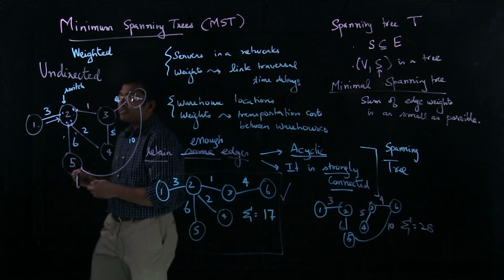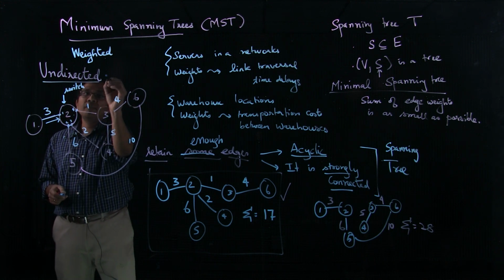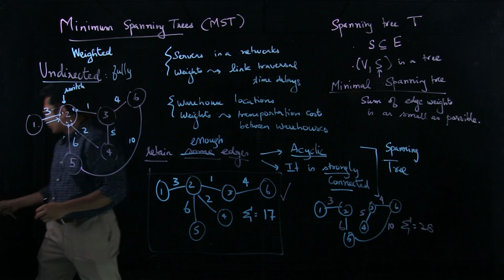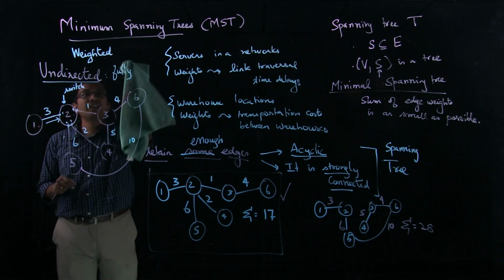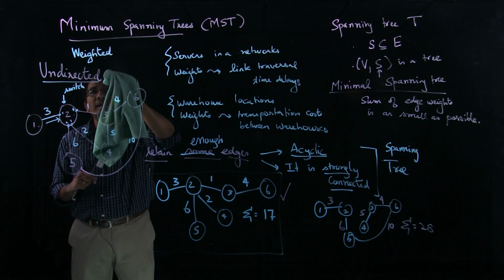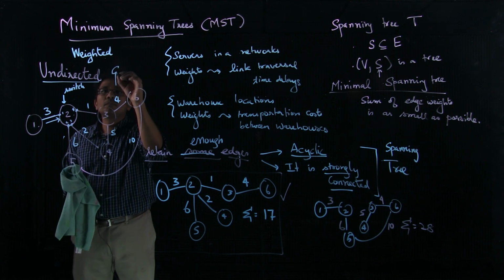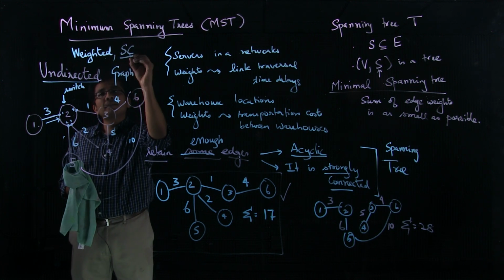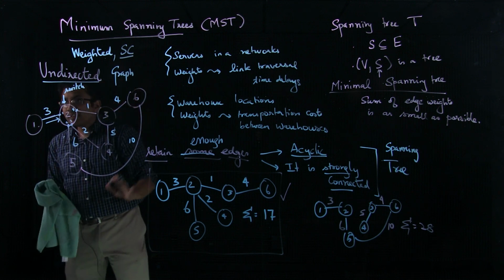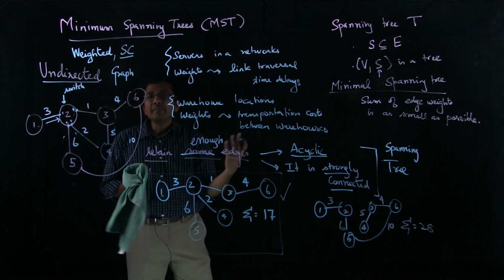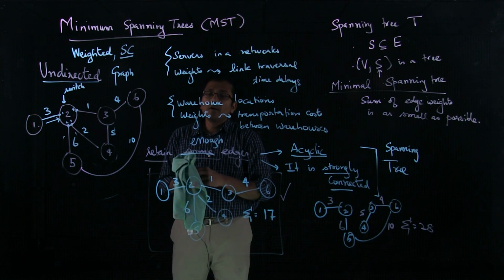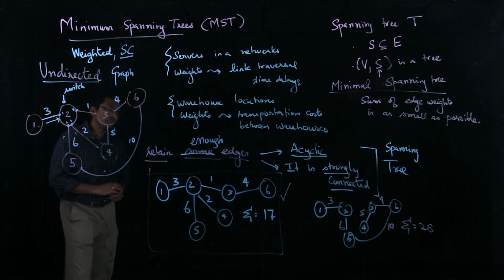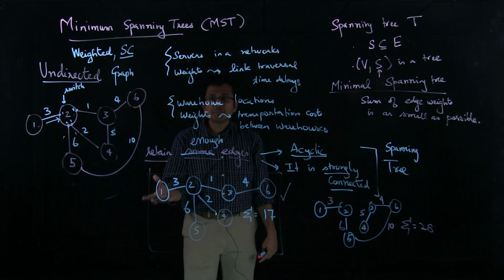So given a graph G, given an undirected graph G, also fully connected or strongly connected. So our undirected graph is a weighted, strongly connected undirected graph G like this. I want to find a minimal spanning tree, a spanning tree of the graph whose sum of edge weights is as small as possible. Now imagine if I found such a spanning tree.